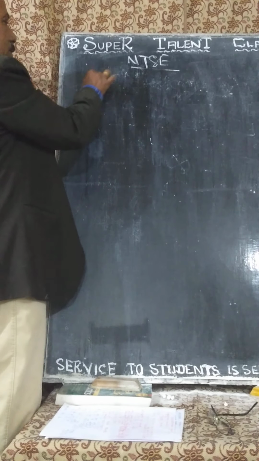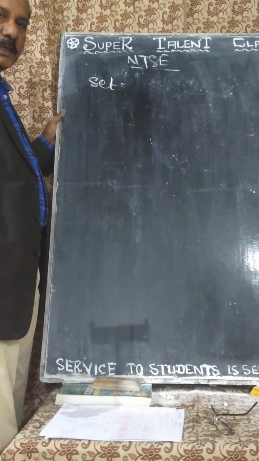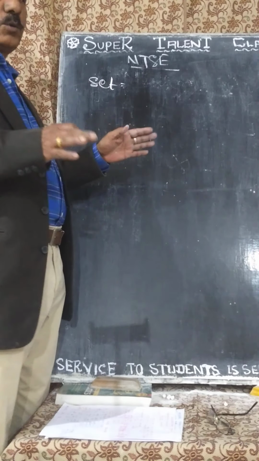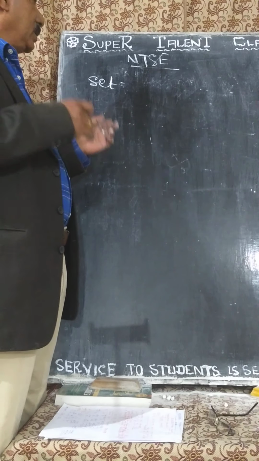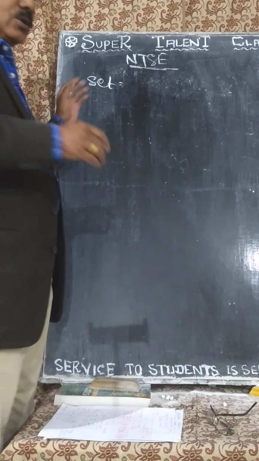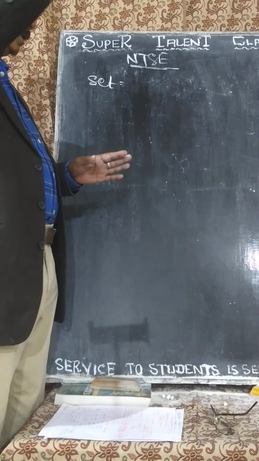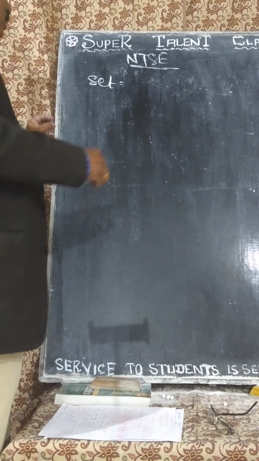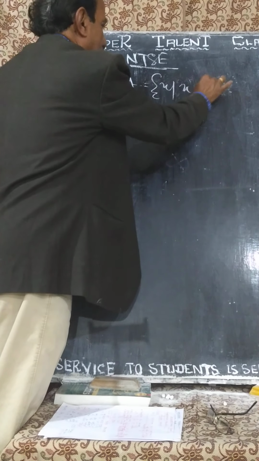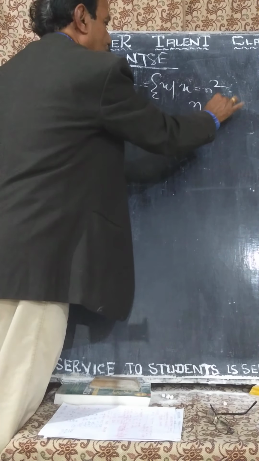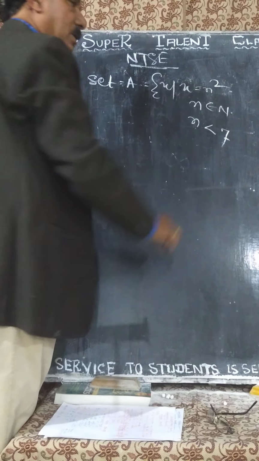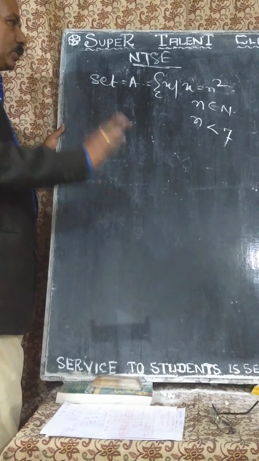You know the set theory. The logic comes from your school syllabus patterns, not like banking, railway or other job-oriented exams where reasoning differs. This is purely concerned with school students, so you get logical questions from the school syllabus only. See, set A: the element x is equal to n square, where n belongs to N, and n is less than 7, whatever it may be. Just an example I am giving.